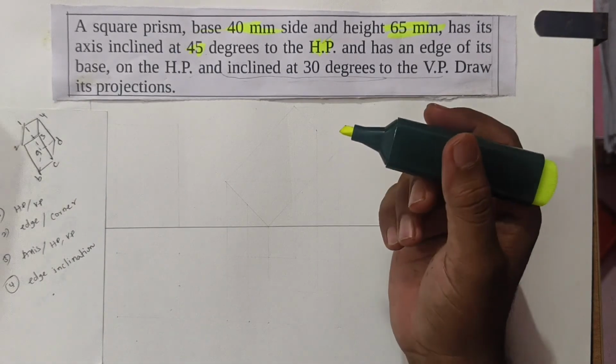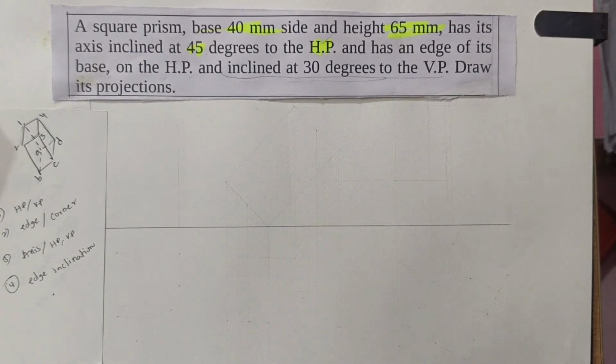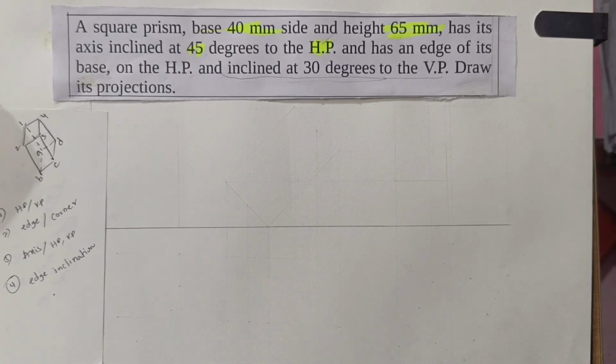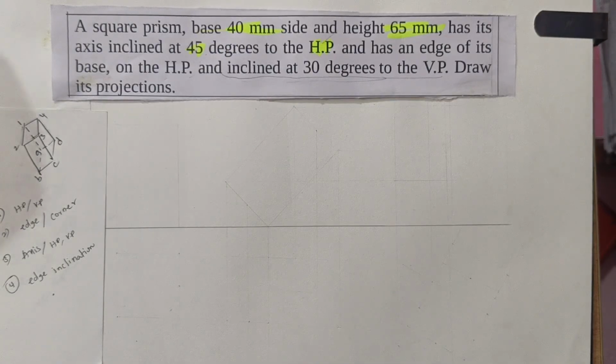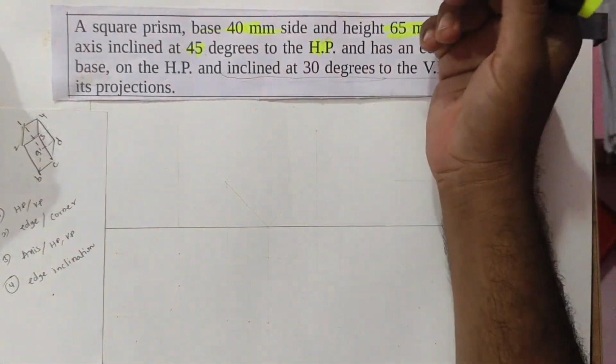So in this problem, let us see how to draw the projections of a square prism when it is inclined to both horizontal and vertical planes. Okay, inclined to both the planes, and the problem can be solved in 3 stages. Okay, now let's look at the content.